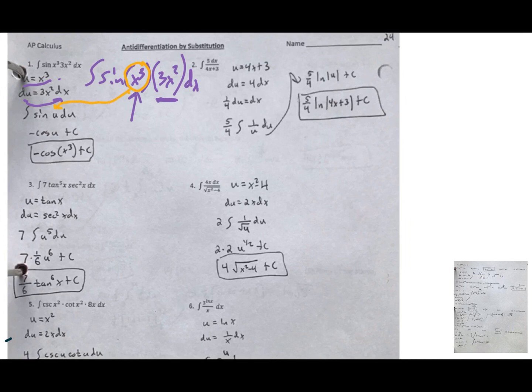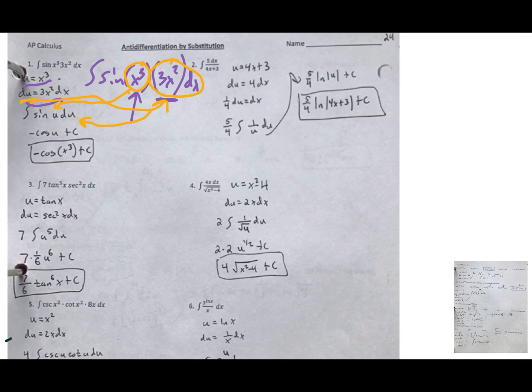And then I have a 3x squared dx. Well, that is the du. So that 3x squared dx is the entire statement of du. So again, it works out perfectly. I'm just replacing that with a du.